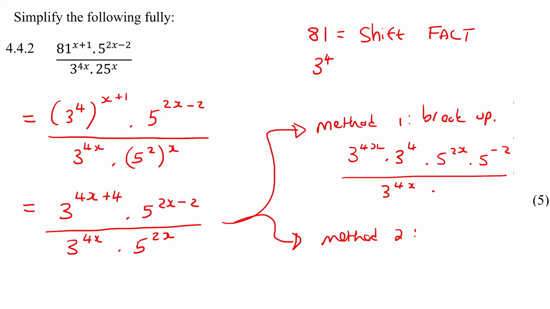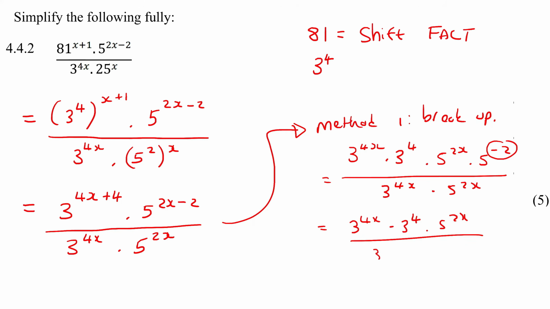There's nothing we can do at the bottom. Okay, now what we could possibly do is everything that is negative, move it. So that 5 to the minus 2 is going to have to go to the bottom. I'll show you method 2 just now. So that's going to become 3 to the 4x, 3 to the 4, 5 to the 2x, 3 to the 4x, 5 to the 2x, and 5 to the positive 2, right? Because we moved it down.